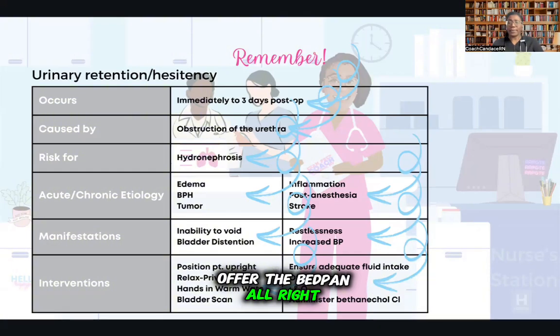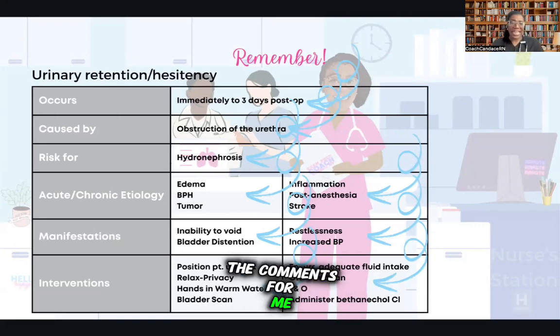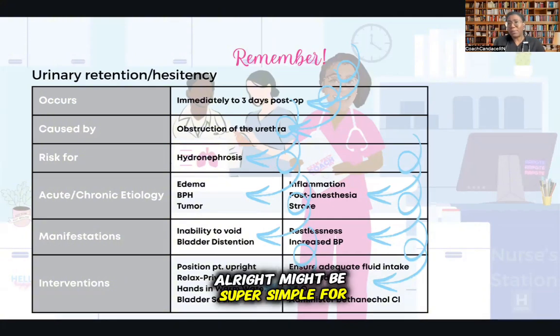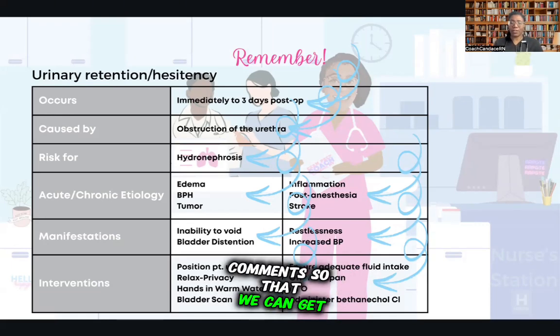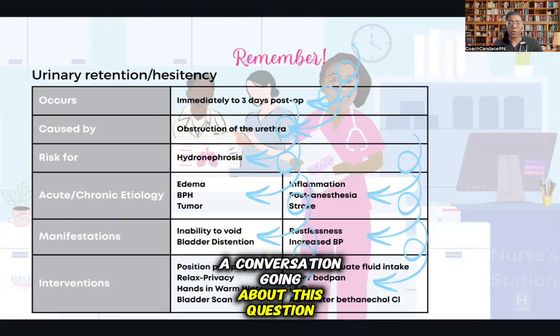Offer the bedpan. Do the I and O. What am I talking about with the I and the O? Go ahead and throw that in the comments for me if you know what that is. It might be super simple for some of you, but there might be others who are going, I don't know what she's talking about there. So check out the comments so that we can get a conversation going about this question.